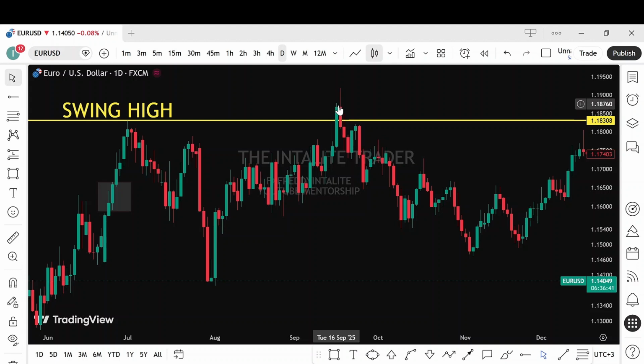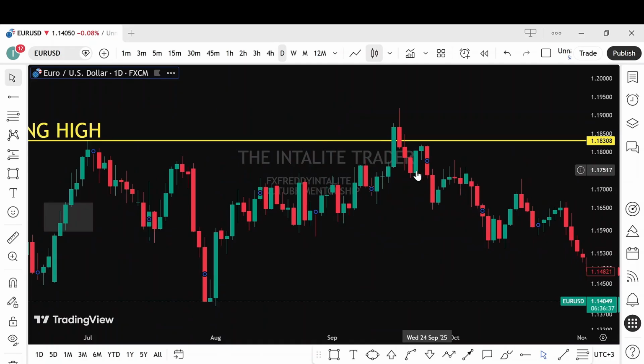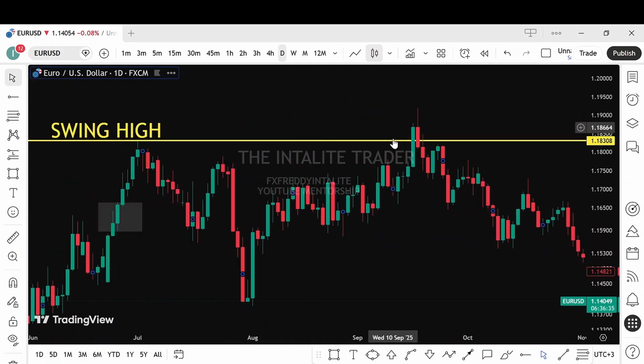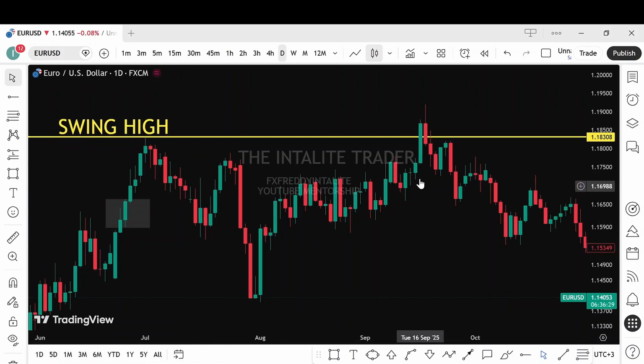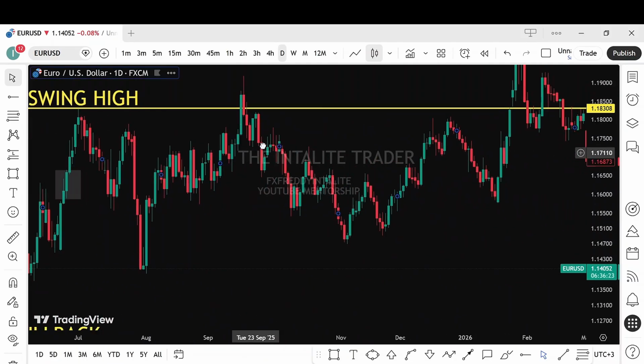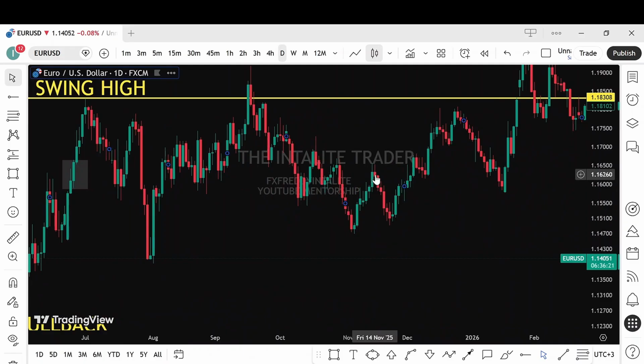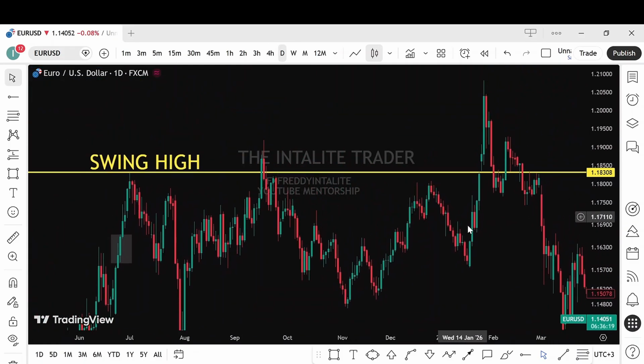Why is this one valid and the other ones are not valid? Because price closed above this swing high. It tells you that buyers indeed pushed price higher and closed above. Even if price pulled back, it tells you that these buyers are strong and willing to push price higher. Are you seeing what happened?